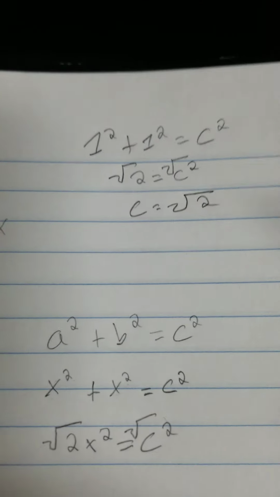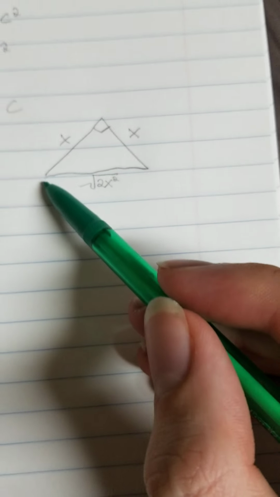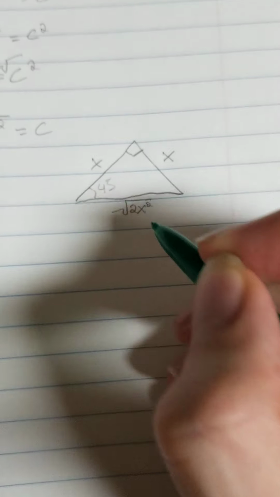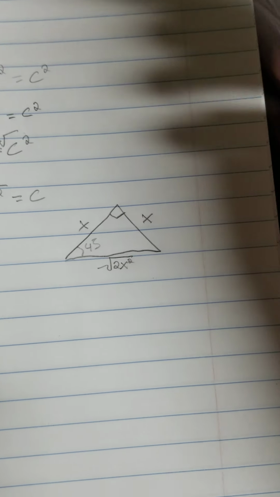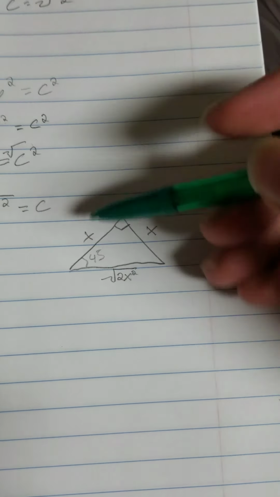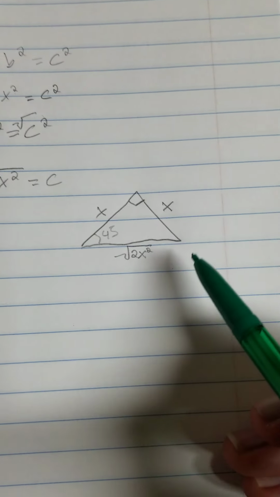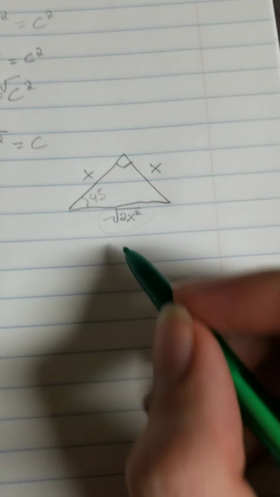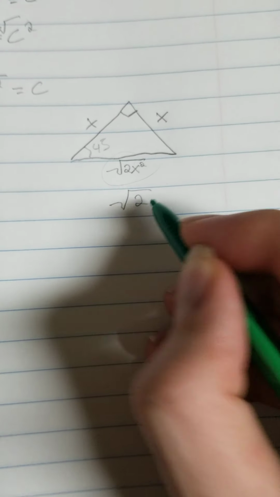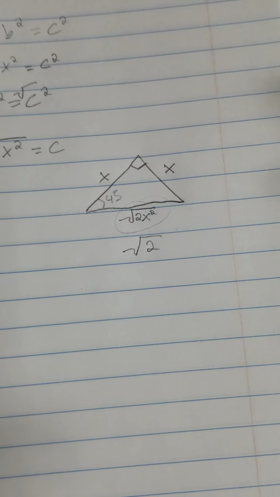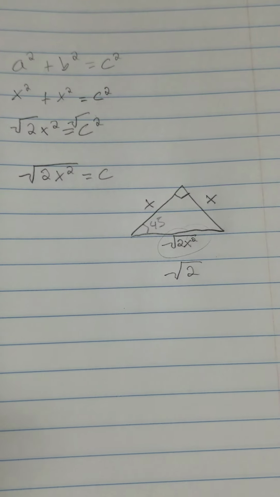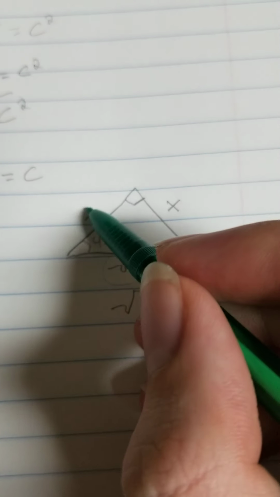So in a situation where you have a right isosceles triangle with the angles of 45, and these side lengths are both 1, then the hypotenuse will be the square root of 2. And this pattern works no matter what side length the x's are.